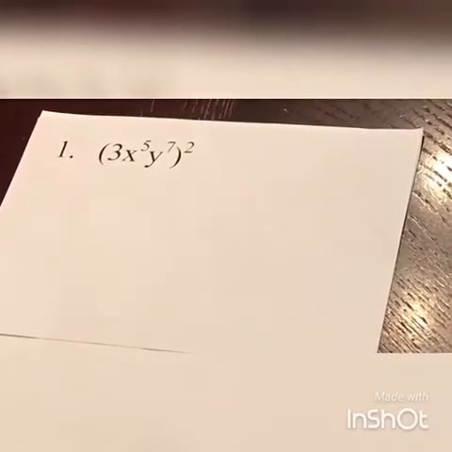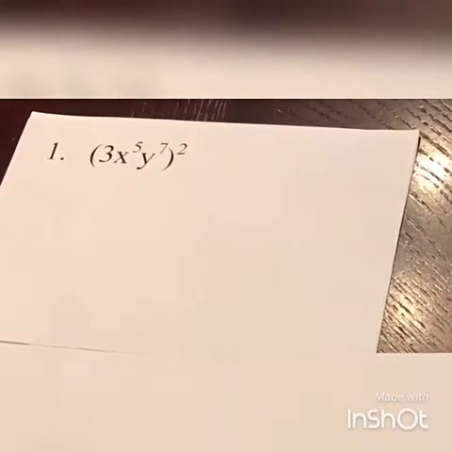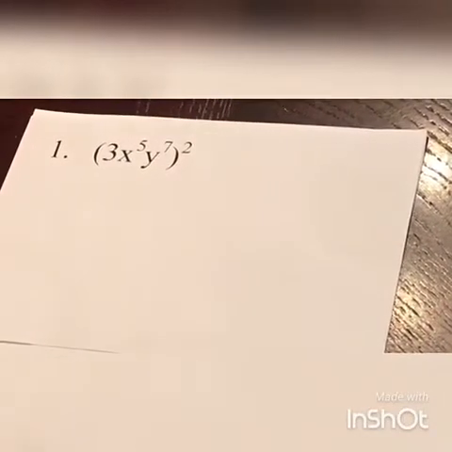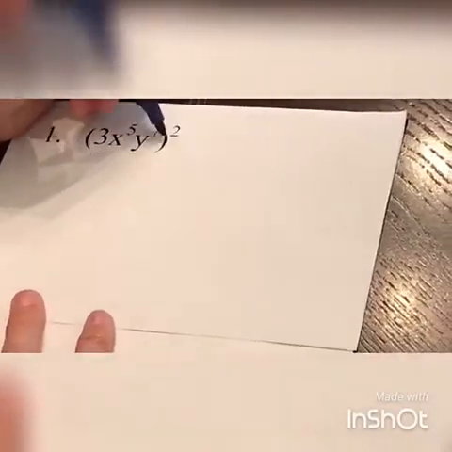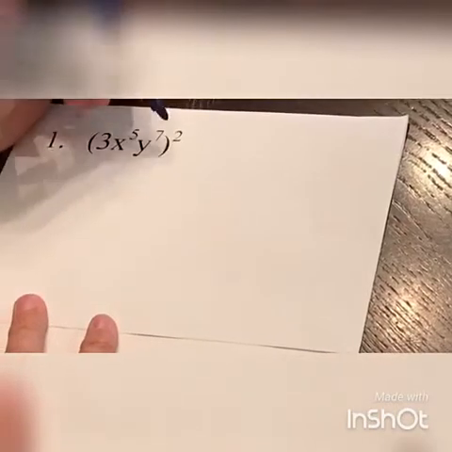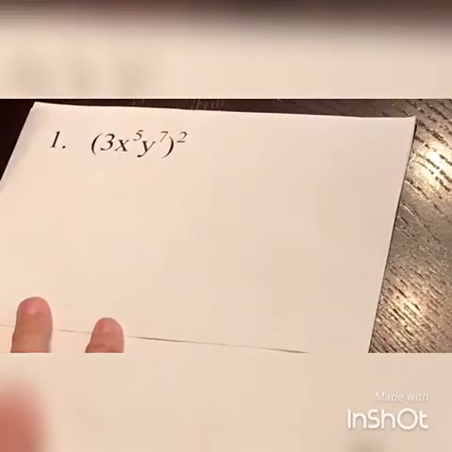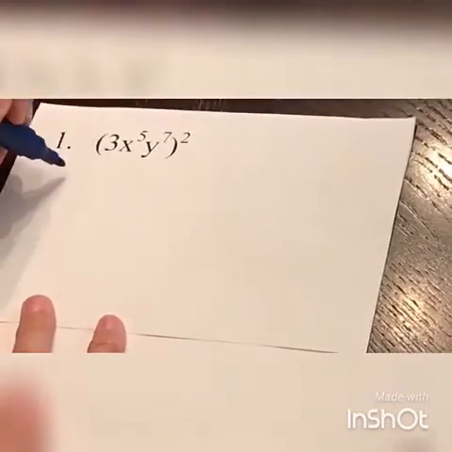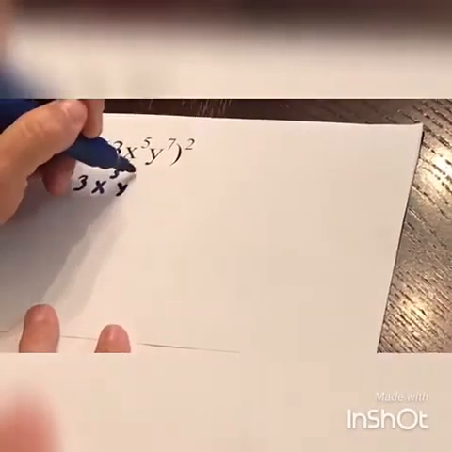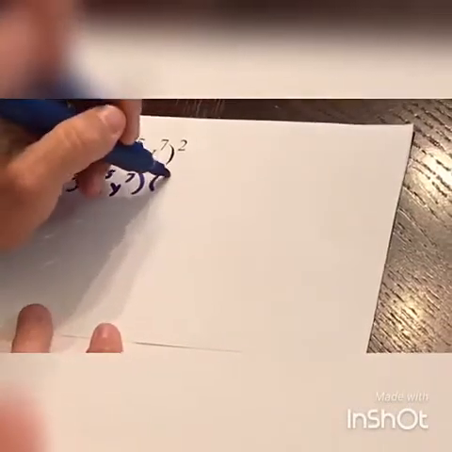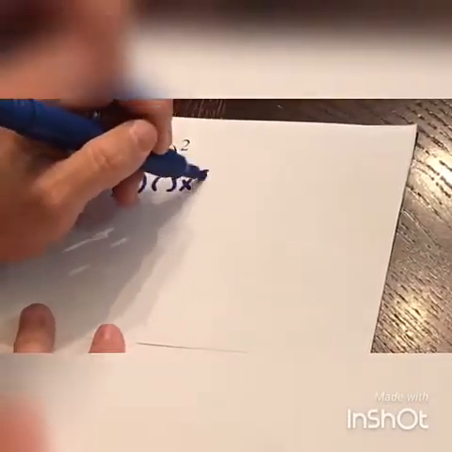We're going to look at a few more examples of how to simplify problems when an exponent is raised to another exponent, meaning we have an exponent behind a set of parentheses. The exponent behind the set of parentheses tells us how many times to write that set of parentheses. With this being a 2, then we will write the entire set of parentheses 2 times.